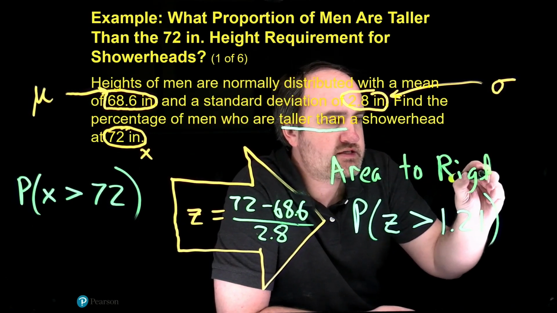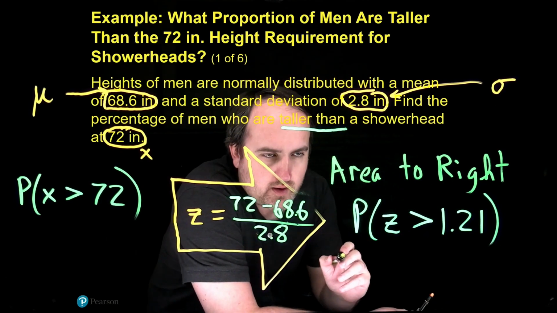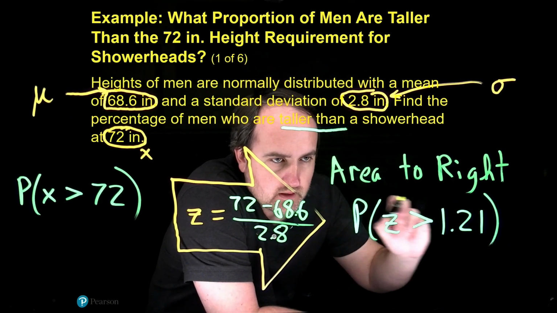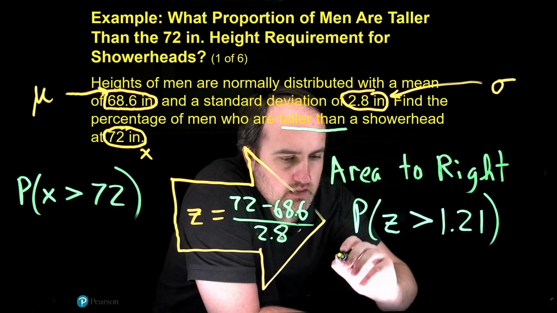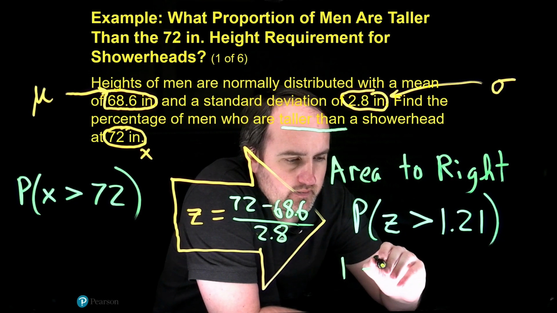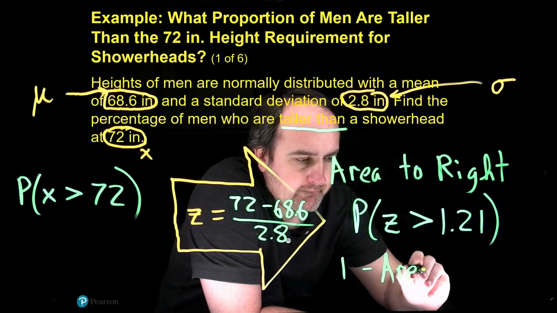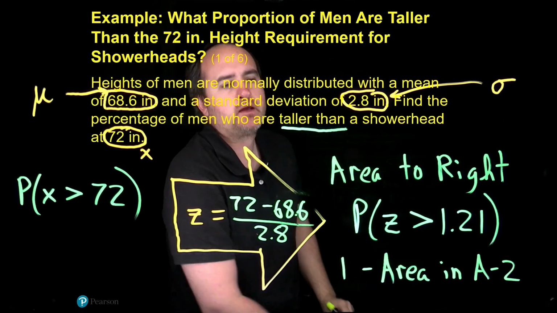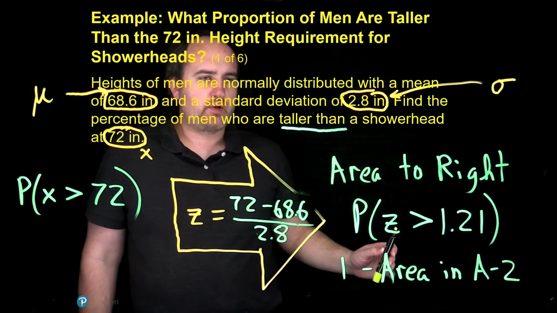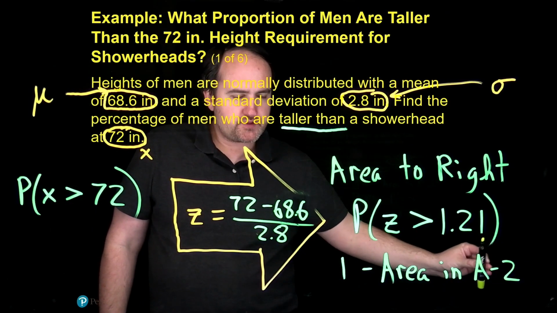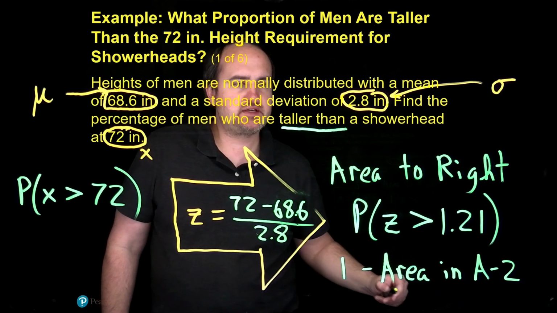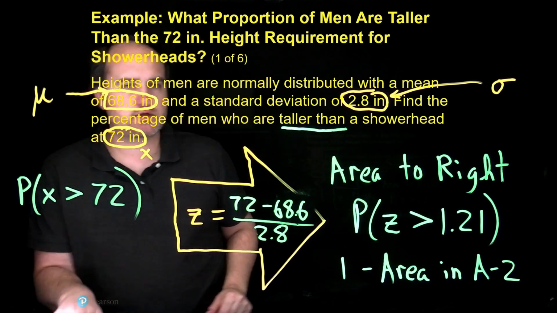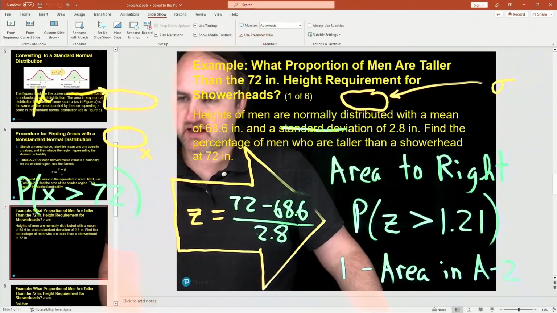Now that we have a z-score, we can go ahead and use this. Area to the right is going to be 1 minus the area in table A2. So we look up z equals 1.21, and that's going to give us our area in table A2. So let's go ahead and open up the table.